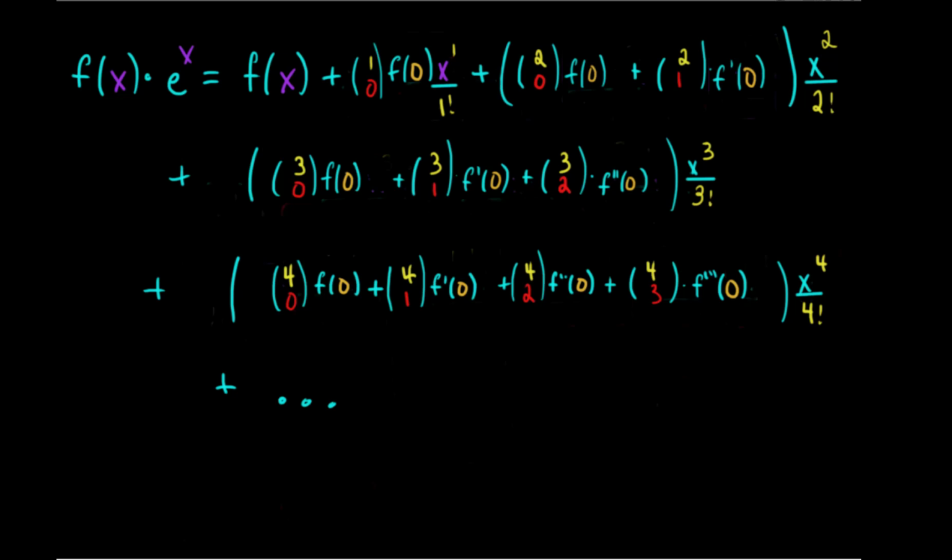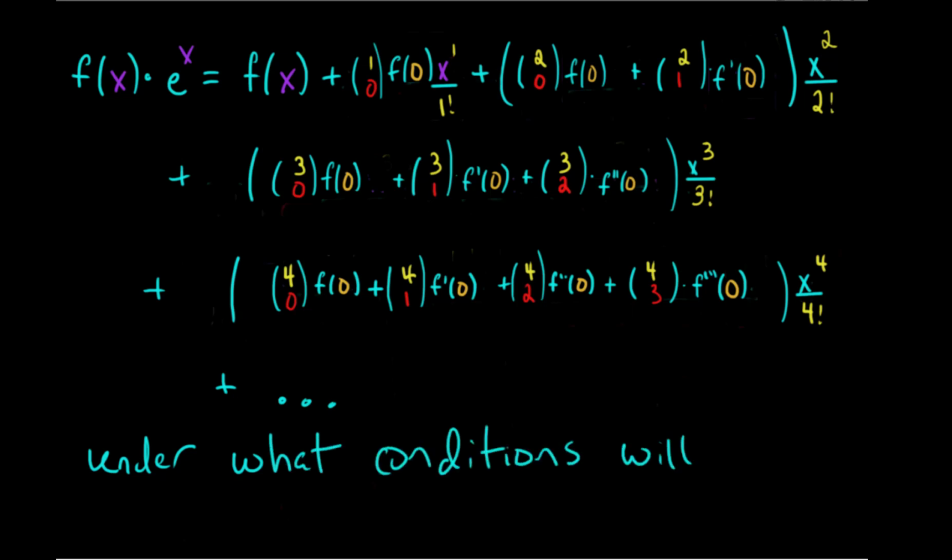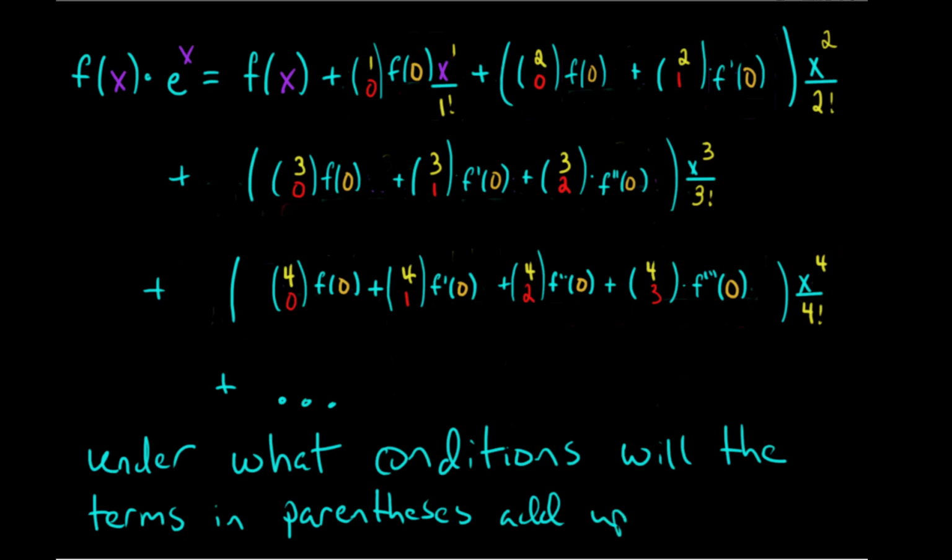For our 2 terms in parenthesis, we get 2 choose 0 times f of 0 plus 2 choose 1 times f prime of 0 times x squared over 2 factorial. And then that single term there is 1 choose 0 times f of 0 times x to the first over 1 factorial. So this is looking really good. And now, knowing what we already know about the Bernoulli numbers, we might ask ourselves, under what circumstances would all of these combined terms in parentheses add up to 0?